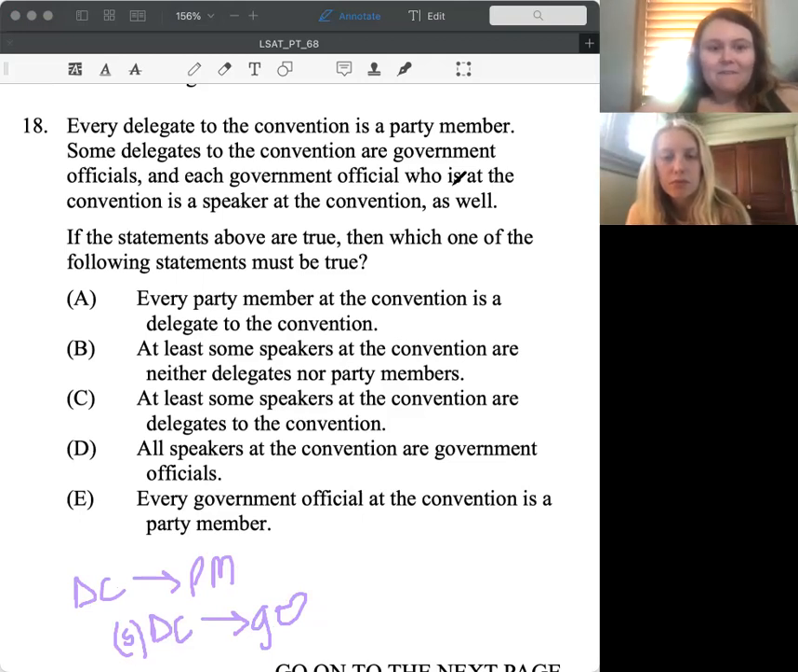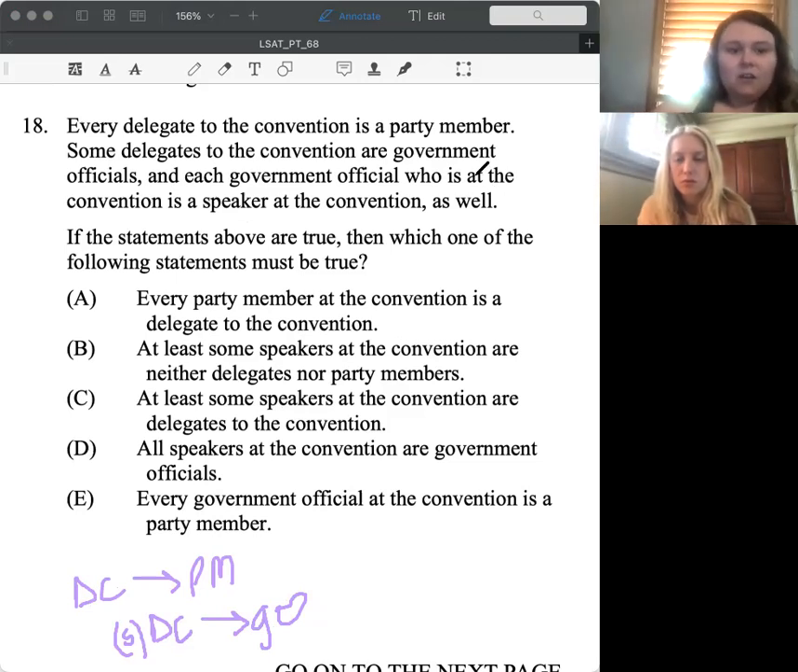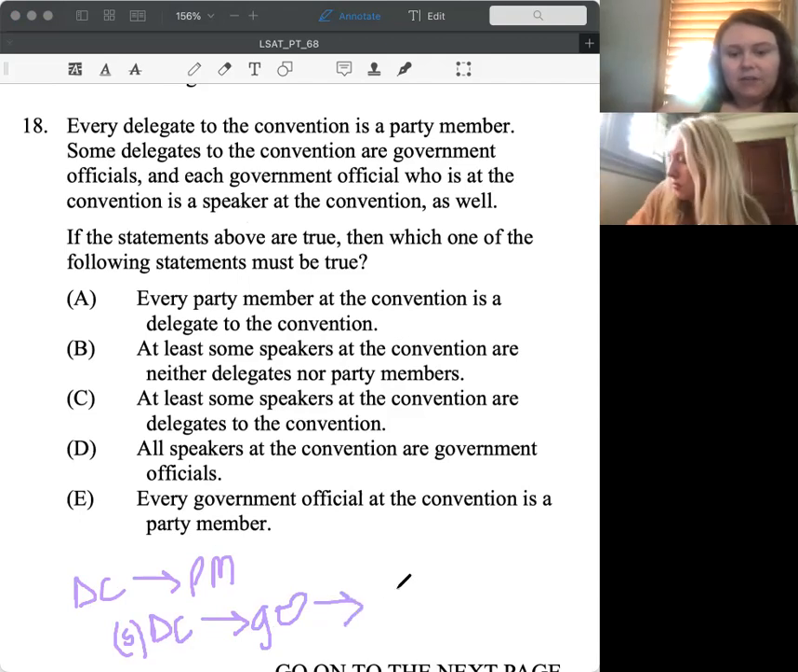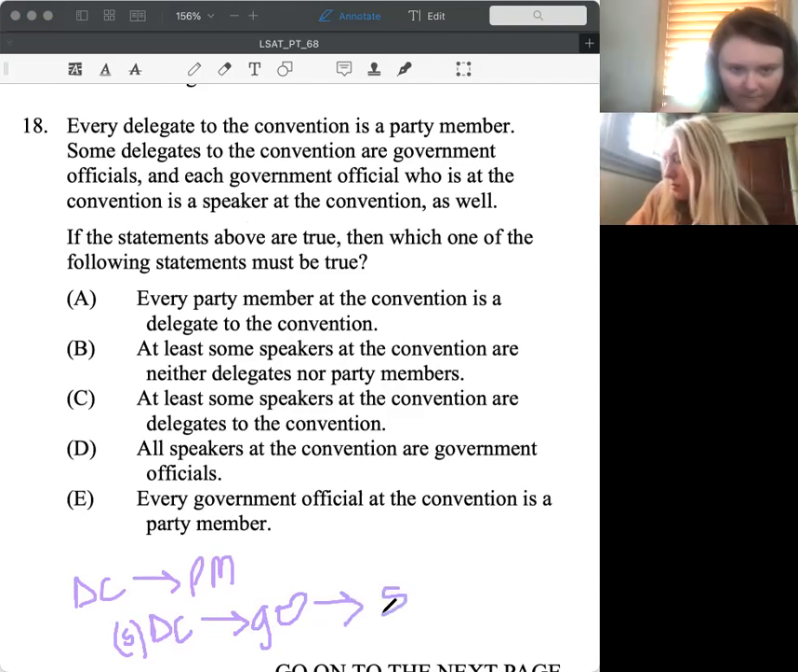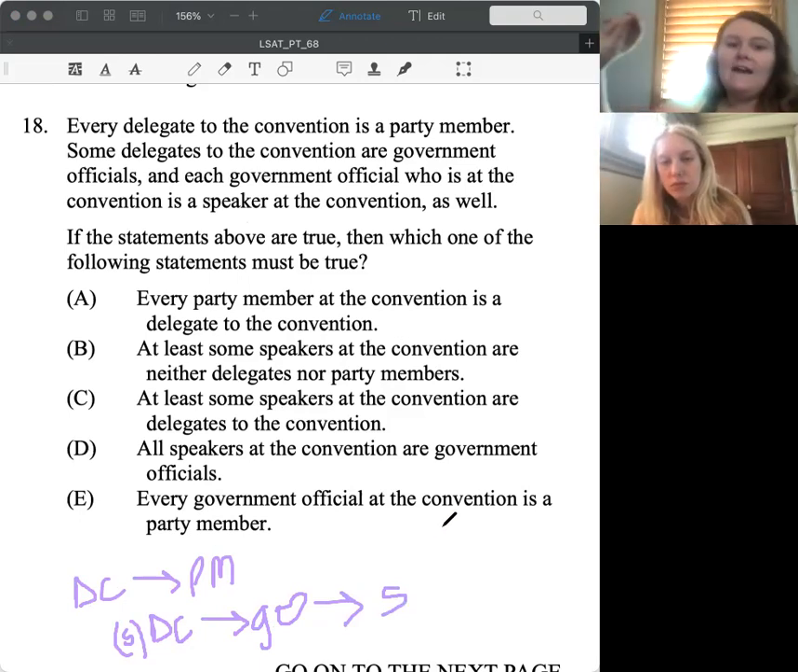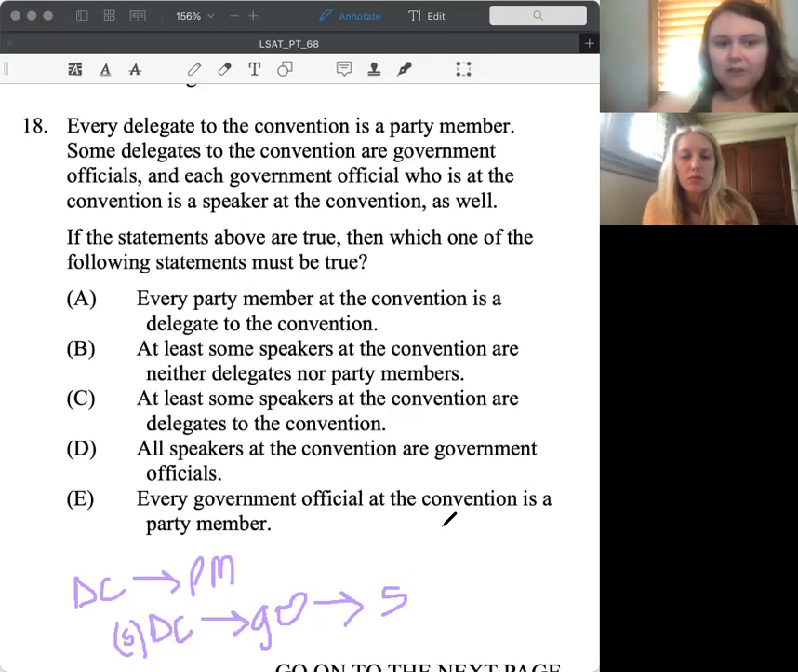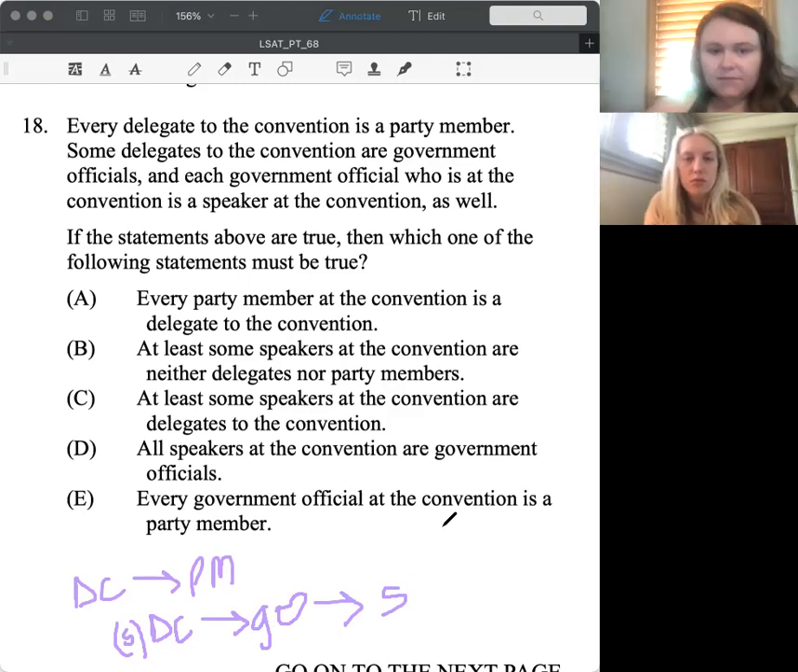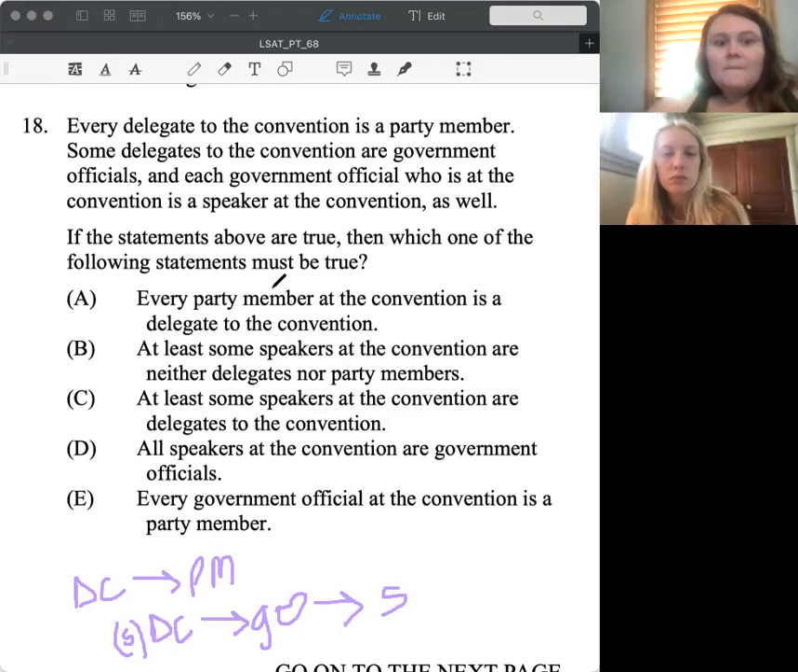And each government official who is at the convention is a speaker at that convention. Okay, so if you are a government official, that just means that you're a speaker. Well, I guess it's like government official at the convention, but I'm not going to redraw it for the purpose of this. So, must be true. Let's go ahead and start with A. Tell me what you think about A.